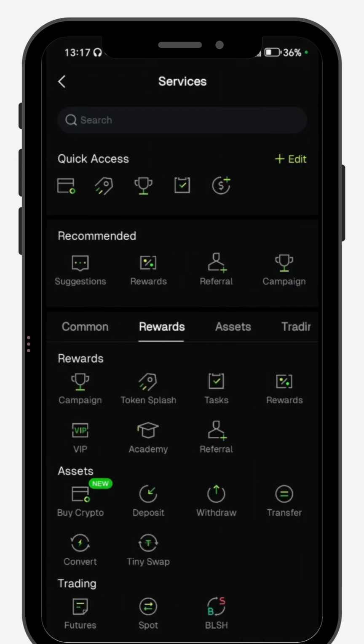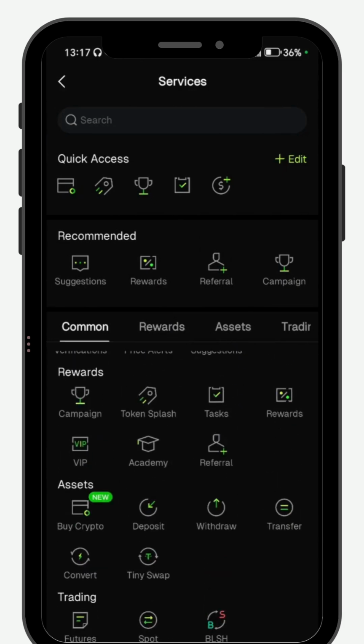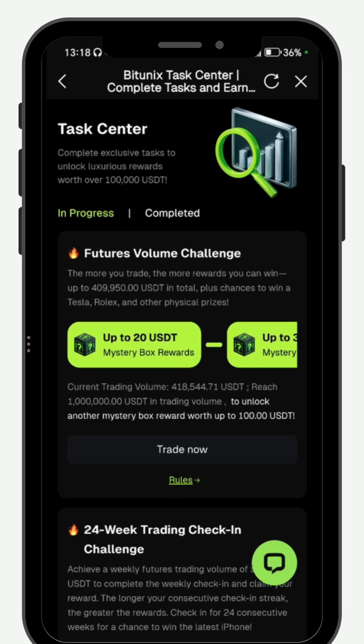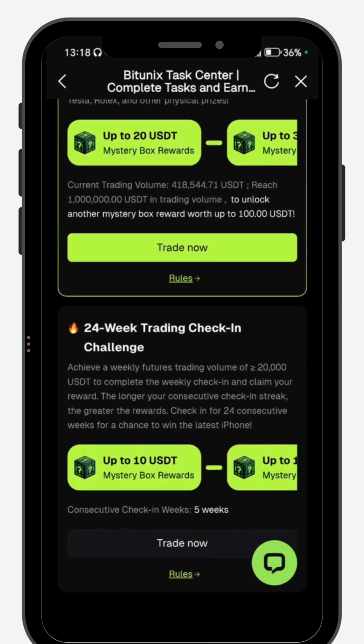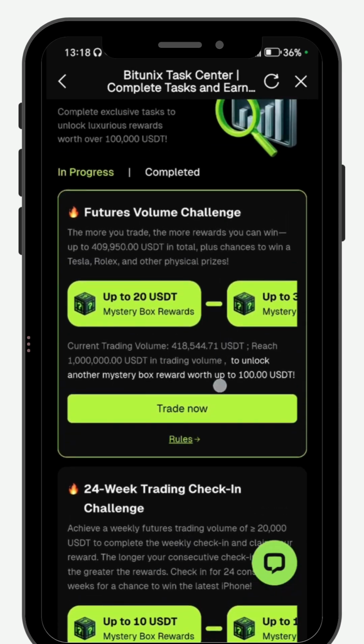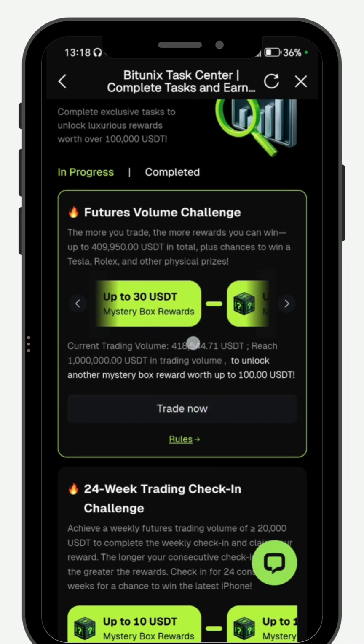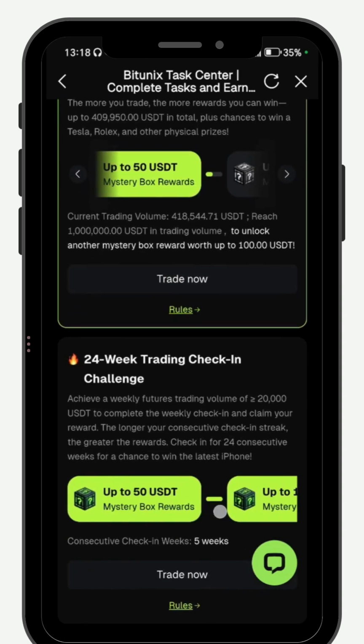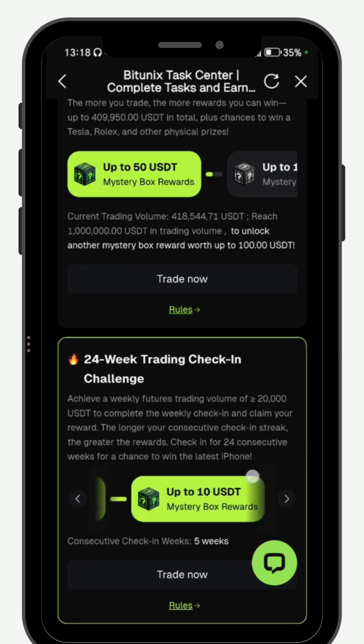So let's go back. You see they have different tags here. For example, if you are part of the platform, they have a futures volume challenge. They also have a 24/week trading check-in challenge. So every 24 hours you come here to grab something from this mystery box. And this one is based on volume. When you trade, I've collected a lot of it. You can see here what I've already collected based on how I trade. If I trade more often, I would get more rewards from this platform.